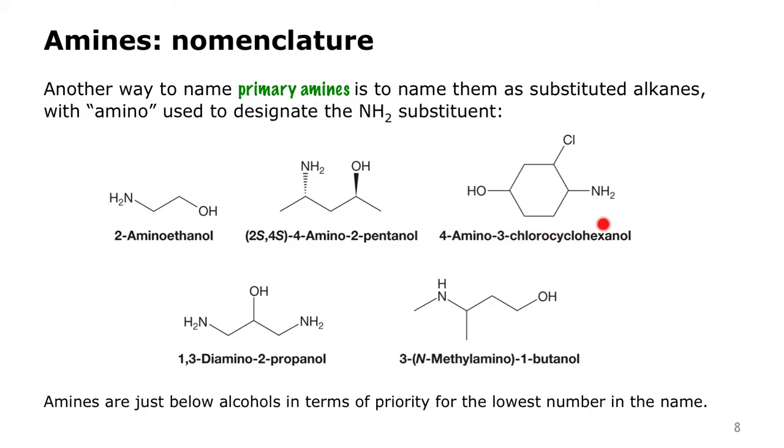If we have those groups on a ring, again, the alcohol is given priority, and that's going to be carbon number 1. We would count around the ring in such a way to give the other substituents the lowest numbers possible. That places chlorine on carbon 3 and our amino group on carbon number 4.